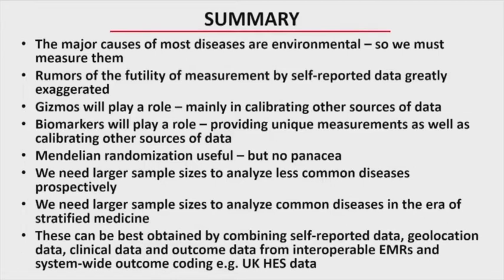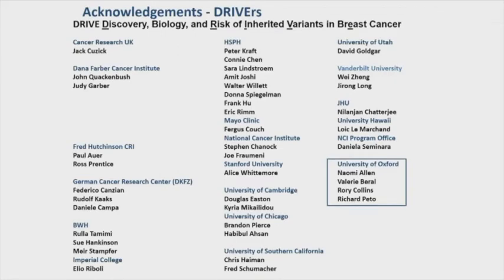I've said all of this just to reinforce that we need large sample sizes, particularly in the precision medicine era, when we're now making one disease into 5 or 10 diseases. And this can be obtained in large population-based studies, integrating information, and if we have interoperable EMRs or system-wide coding, then we can start to do even bigger and hopefully better studies. And just to thank a lot of the people in the DRIVE Consortium and my new colleagues at Oxford for a lot of these thoughts. Thank you.